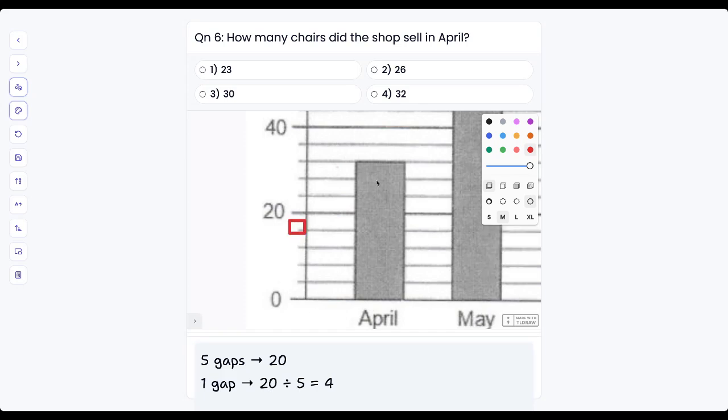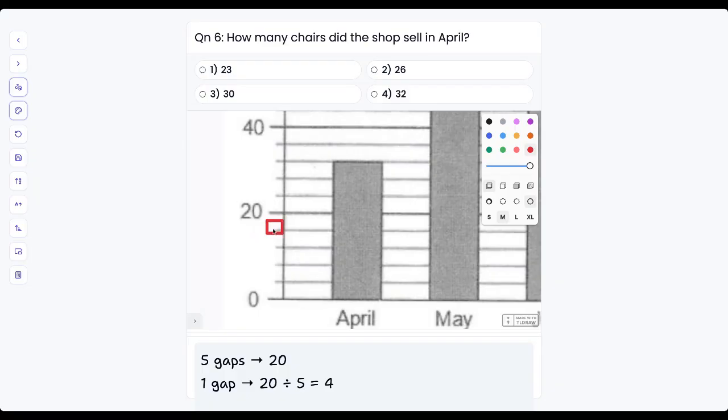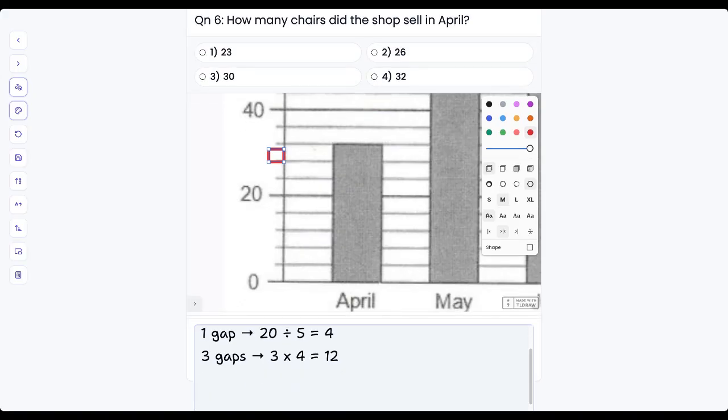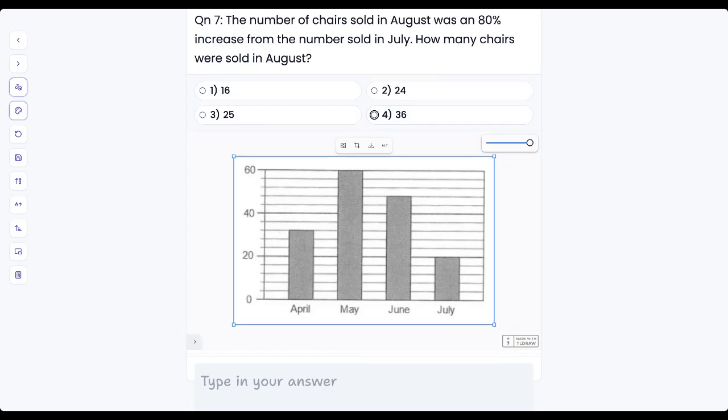So now we know how many chairs the shop sold in April. We can just count: this will be 20, and then we count how many gaps, 1, 2, and 3. So there are 3 gaps, which is 3 times 4 equal to 12. Then April is basically 20 plus 12, which is 32. Okay, the answer is 32, which is option number 4. There you go. All right, let's move on to the next question.